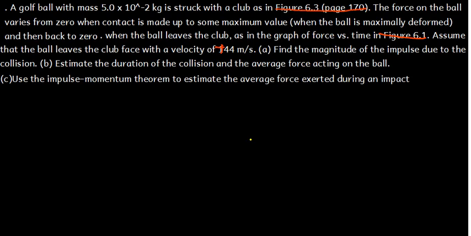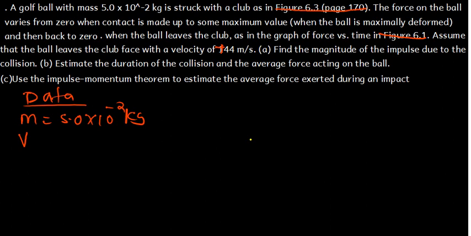Remember, impulse is a vector. It can be negative or positive. Now let's come up with the data first. We know the mass: 5.0 times 10 raised to the power negative 2 kg. What else do we know? We know the velocity. The initial velocity is 0. The final velocity is plus 44 meters per second. These are the only things we know.